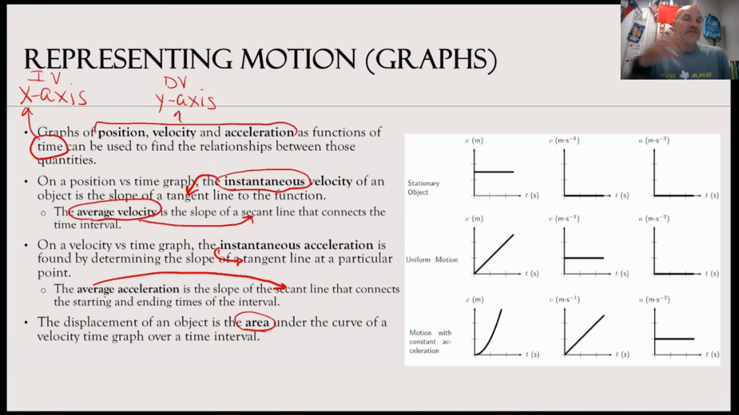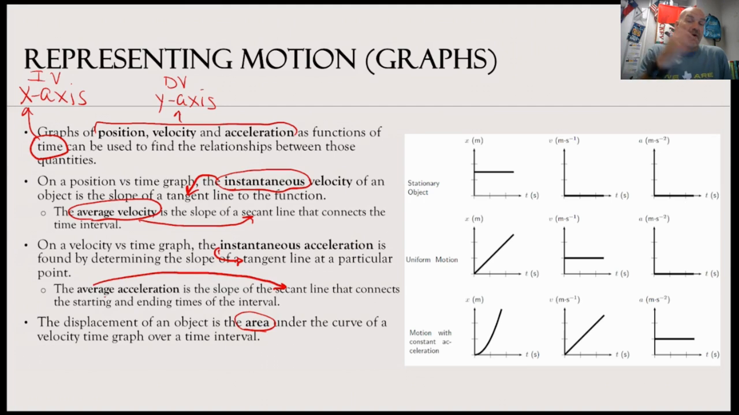And I like to say this is doing calculus, but not doing calculus, right? So what does that mean? You're using calculus ideas, but not using the calculus principle. And so here in AP Physics 1, the area, when we say the area under the curve, is either going to be a triangle, right, which is 1/2 base times height.